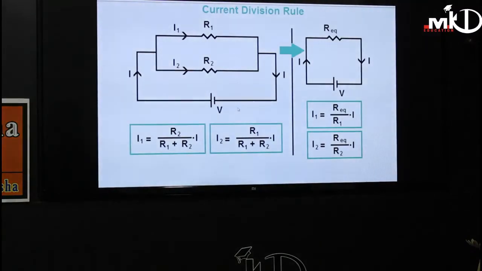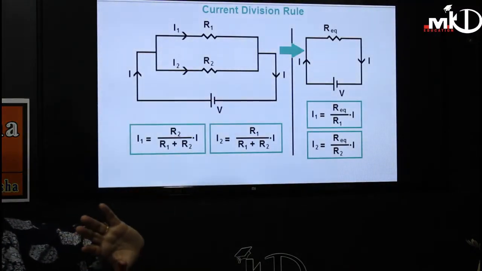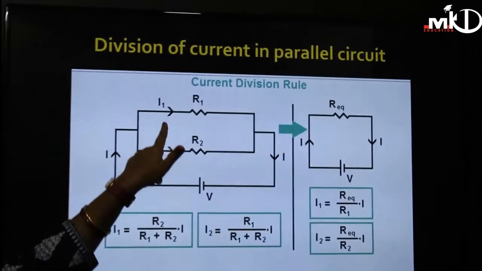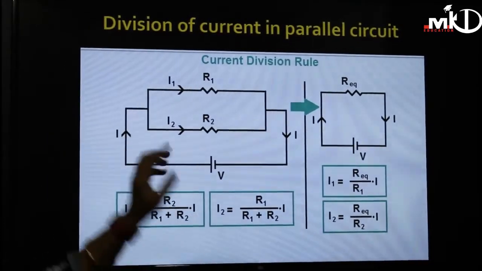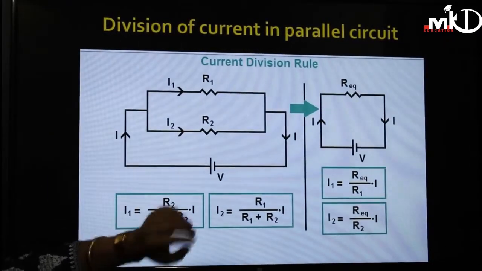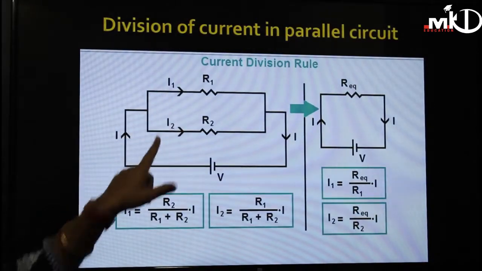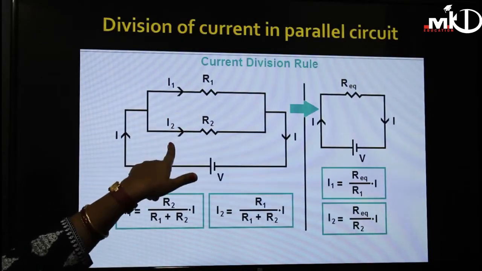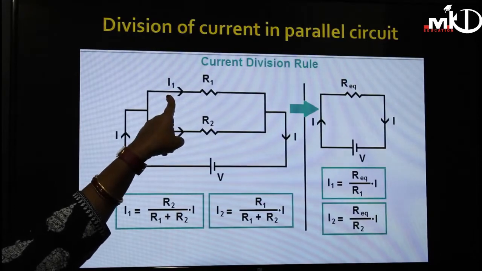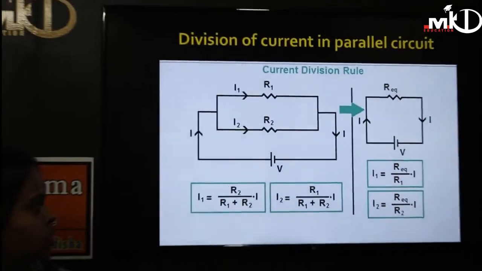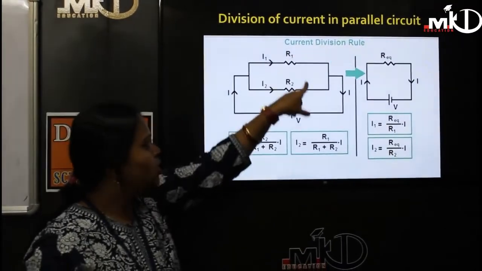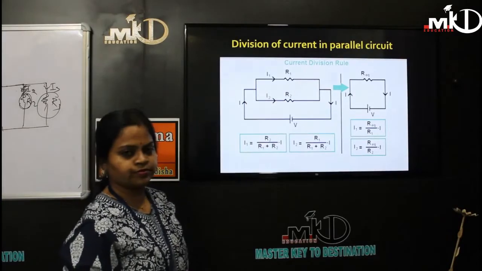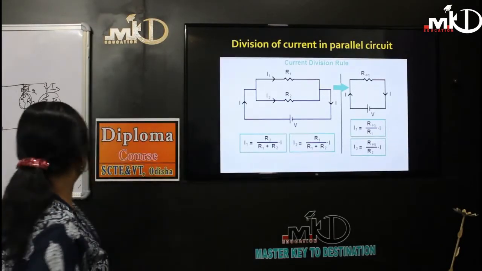This is the important thing, the current division rule in parallel circuits. Here is a parallel circuit, and as we know, in a parallel circuit, current is divided. Here we have two resistances. The first current is I1 and the second current is I2. Here we can find the branch currents. Branch current means this current I1 and I2 we have to find in terms of the total current and the circuit resistances. That is the current division rule. Okay, so let's start here.